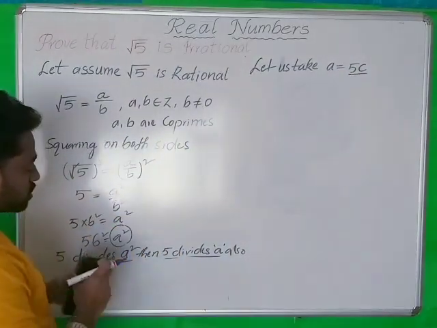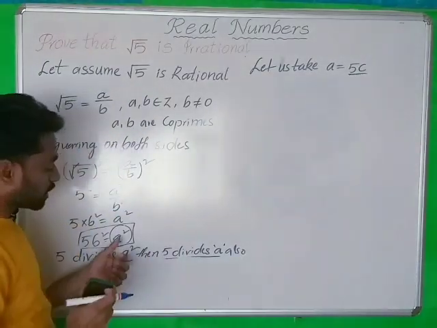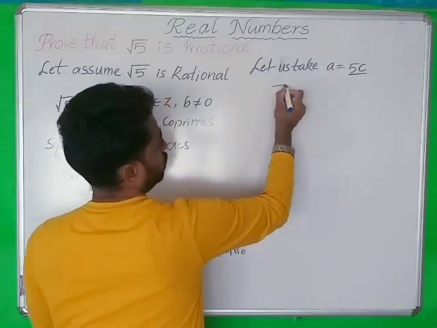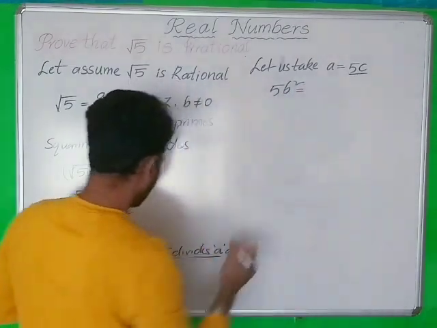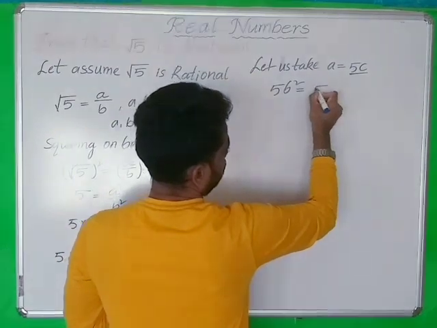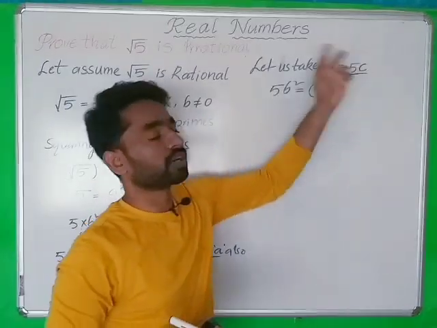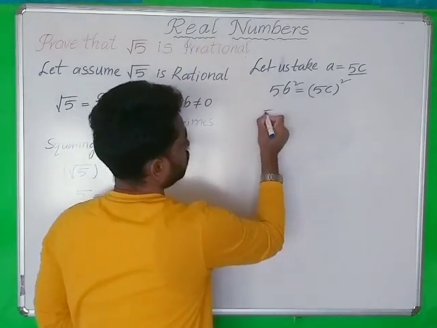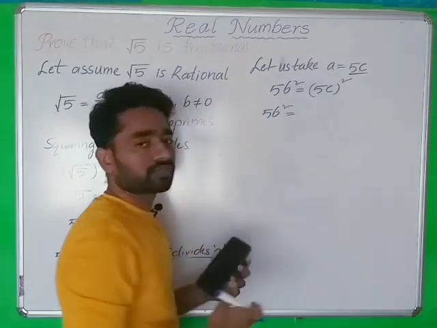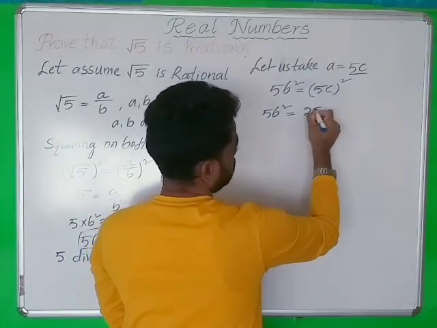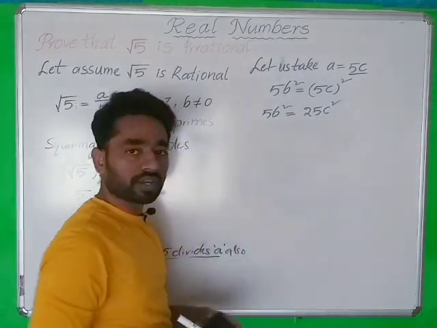Now in this equation we are going to substitute 5c. We are replacing the a by 5c. So 5b square equals 2, and instead of a we are writing 5c. Then 5c whole square, a square. So 5b square equals 5c whole square. 5c into 5c, 5 5s are 25, and c into c, c square. So 5c whole square is nothing but 25c square.